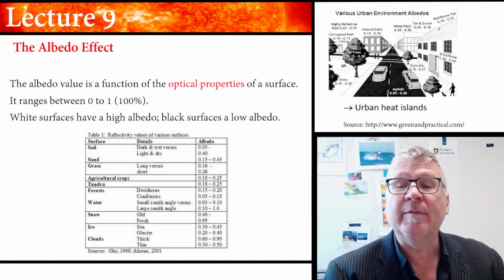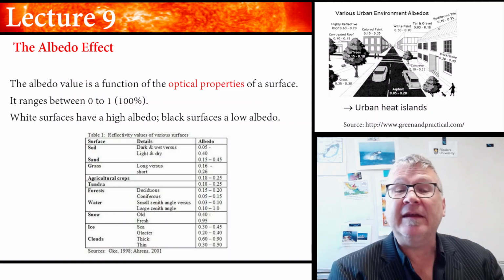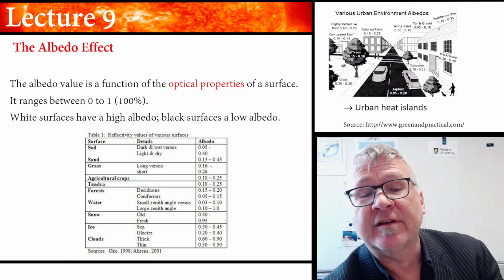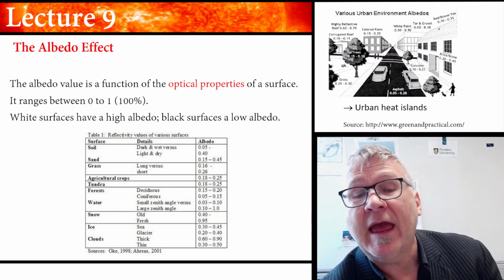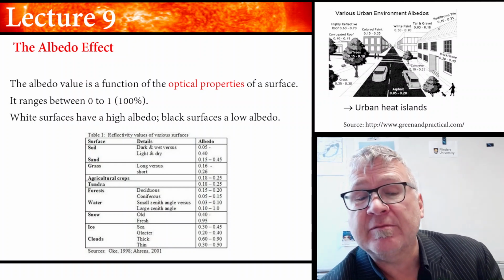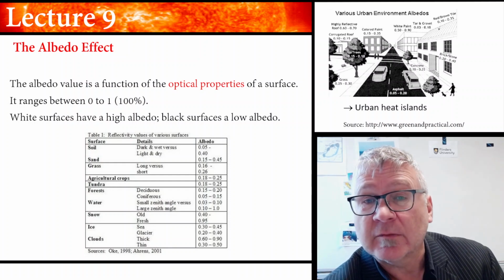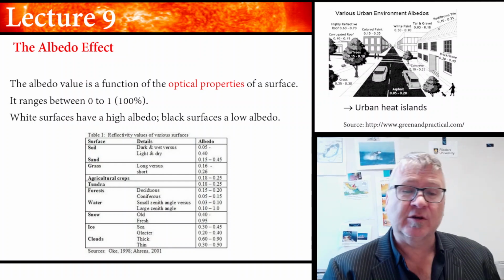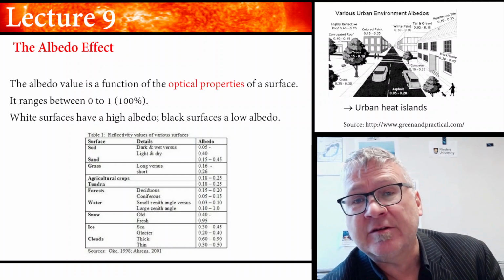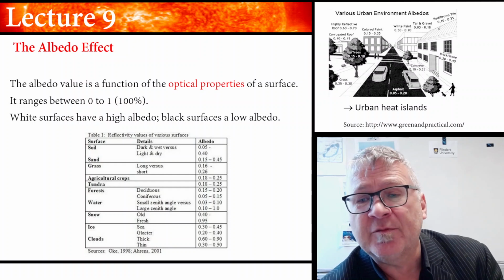Let's look a little bit more into detail. The albedo value is a function of the optical properties of a surface. It ranges between 0 and 1. 1 means 100% reflection and 0 means no reflection. And as I said before, that has consequences. If there's no reflection, then the other amount has to be transmitted or absorbed. In terms of the surface, it means absorption.